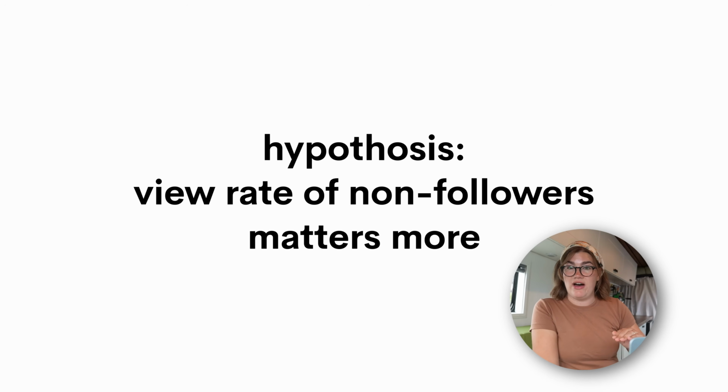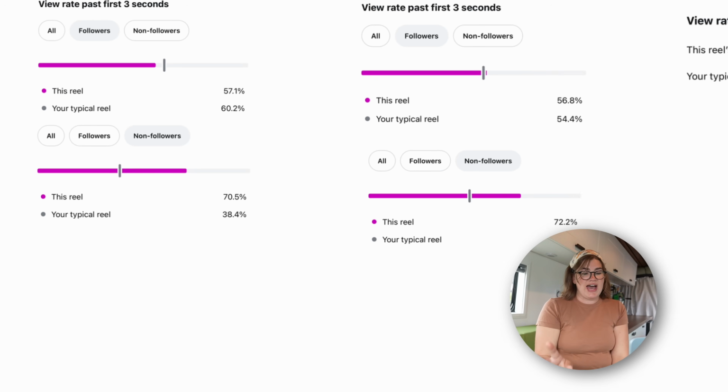And it seems to me that potentially even the view rate of non-followers is more important to the algorithm than the view rate of your followers. Because if you think about it, it should be more difficult to get people that aren't already following you to watch for longer, because your followers are already interested in who you are. They're more sympathetic to you than just strangers. If you're able to keep a complete stranger, like a non-follower, engaged for longer, that's a really good sign that the content is good. So for both of these reels, we have a view rate of over 70%, which obviously compared to my average is quite good.